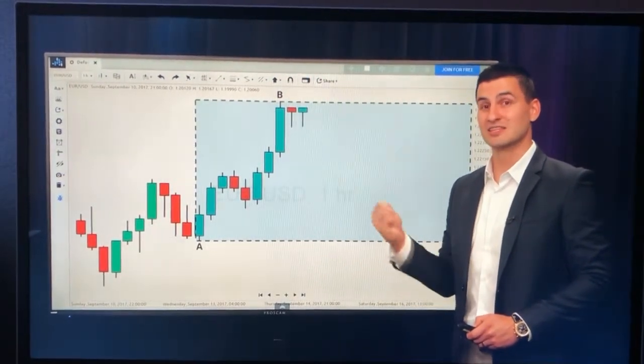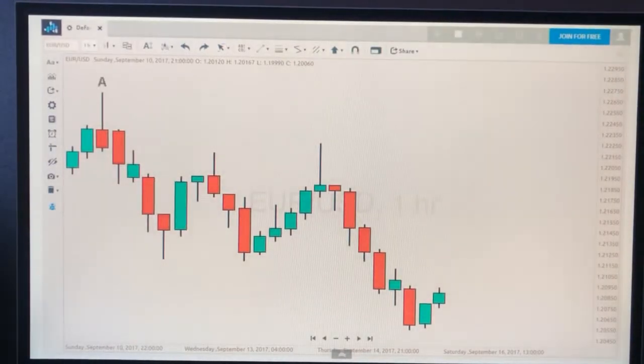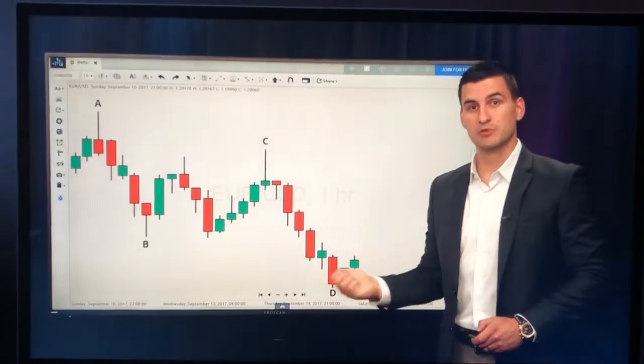Let's take a look at this example, but in a downtrend. So you can begin to see that the market is making lower lows and lower highs. And you have yourself a down A, B, C, D wave sequence. But let's establish the rules.